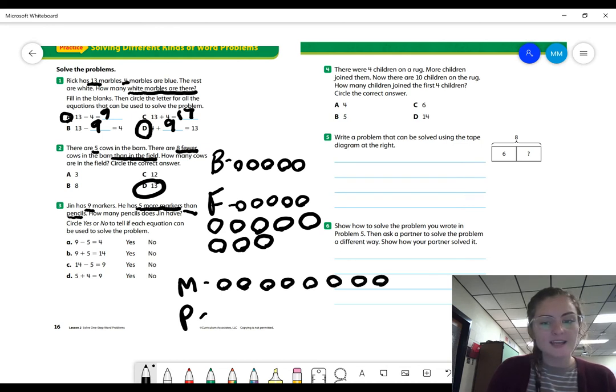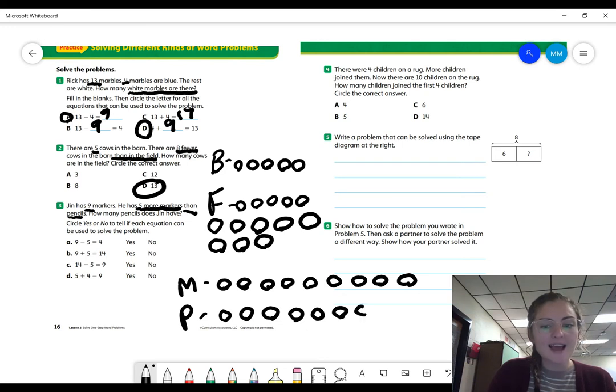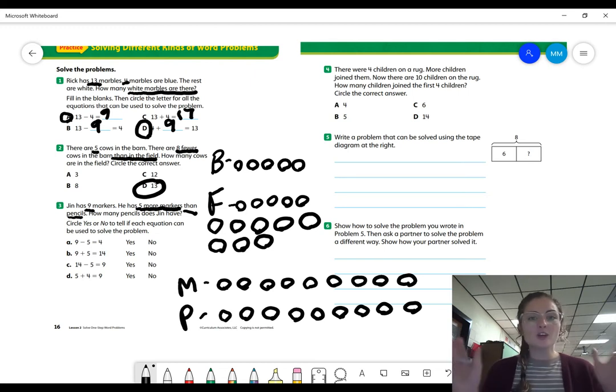6, 7, 8, 9. Okay, and I am comparing because I have that word "than." So I'm going to go ahead and draw 9, but it's not going to stay this way because we know that he has 5 more markers than pencils. So if he has 5 more markers than pencils, that means he has 5 fewer pencils. So fewer means less, which also means I take away. So if he has 5 fewer, how many will I take away?